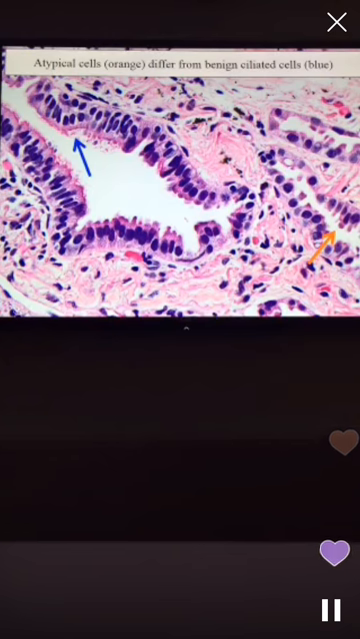And conversely, if a cell doesn't have cilia on it, you should start thinking, could this be malignant? At least think of it, right? You don't have to, every time you see a non-ciliated cell, jump on it and call it malignant, but at least you should be thinking, right? That should make you think.